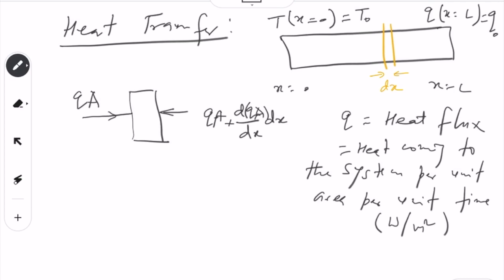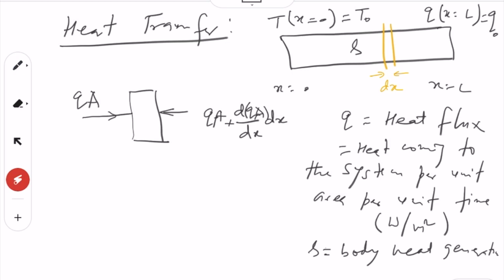And there could be some heat generation terms. So, let us write S. S is the body heat generation, and this will be watts per meter. Here it is distributed, so S is per unit length, and it is being supplied per unit time. So, this will be watt per meter, the heat generated per unit time per unit length.